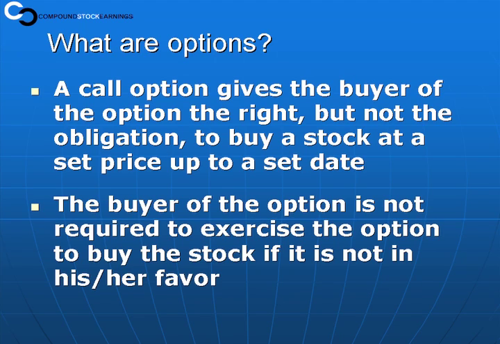A call option gives the buyer of that option the right, but not the obligation, to buy a stock at a set price up to a set date. So the purchaser, the buyer of that option, buys those rights. The buyer of that option does not have to exercise the option to buy or sell the stock if it's not in his or her favour to do so.